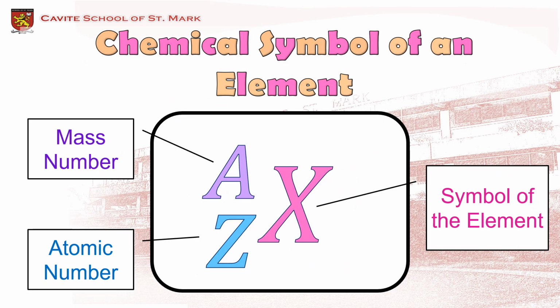Then a good example of how it should be represented is here. Our element has a chemical symbol of X. We can have nitrogen here with a chemical symbol of capital N. This A will represent the mass number of nitrogen, and this Z will represent the atomic number. We defined them: atomic number is the number of protons in the nucleus of an atom, while mass number is the sum of protons and neutrons in the nucleus of an atom, and X represents the chemical symbol of any element.